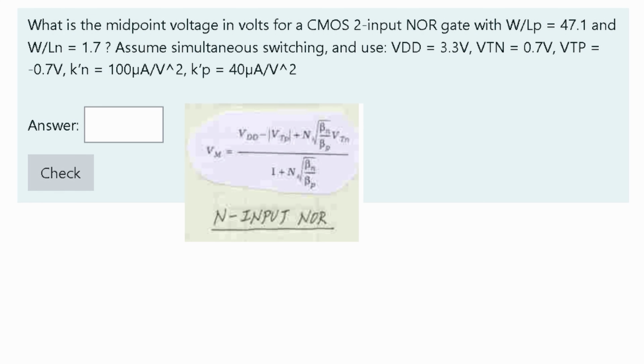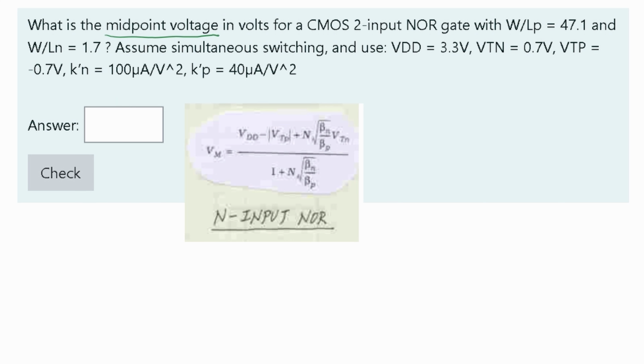We're looking at what is the midpoint voltage in volts for a CMOS 2-input NOR gate with the following values here. We can assume simultaneous switching. So for this, we are going to use the following equation that we have here. It's in the notes in the description below the like button. Hope they help. But we're going to use this to find the midpoint voltage. So hopefully this will help you with that.